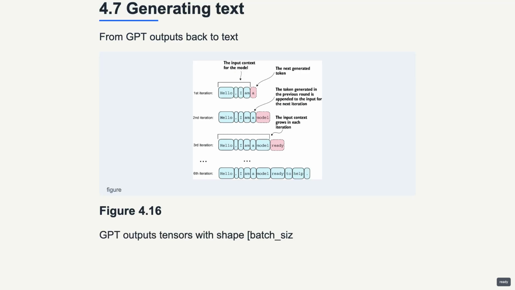The model gives a score vector for every token position in the batch. To generate the next word, we only need the final position because that is the model's prediction after the full current context.